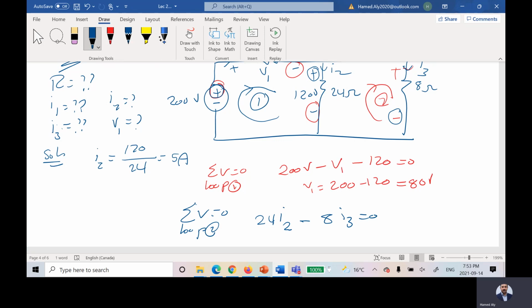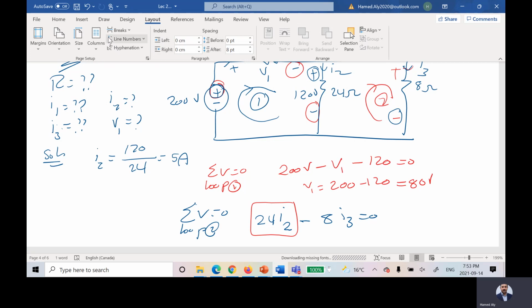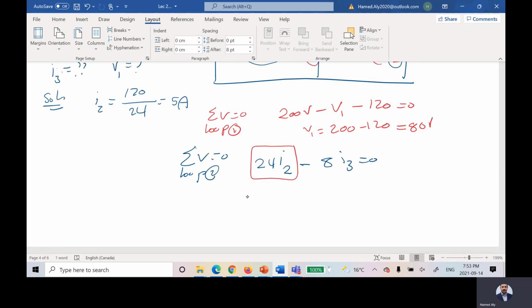Wait a second. Why are you writing 24 times I2? The voltage is given. It is 120. This guy is defined as 120. So I can say 120 equals 8 times I3. Based on that, I can find I3, which is equal to 120 over 8. This guy, I believe it will be 15 amps.